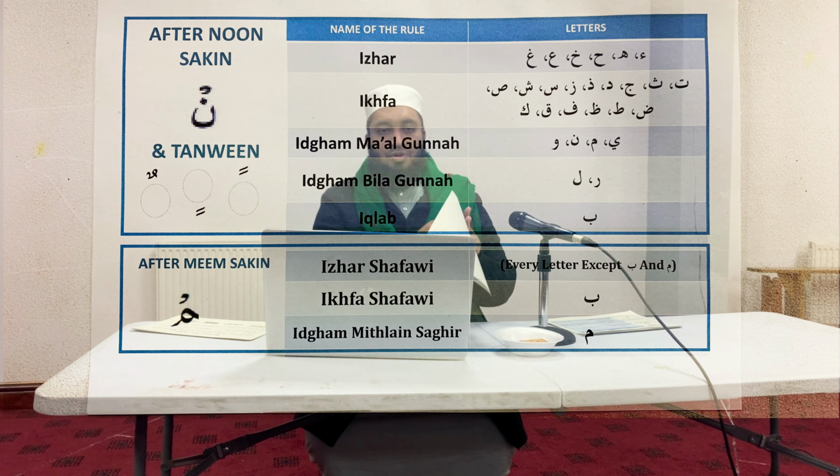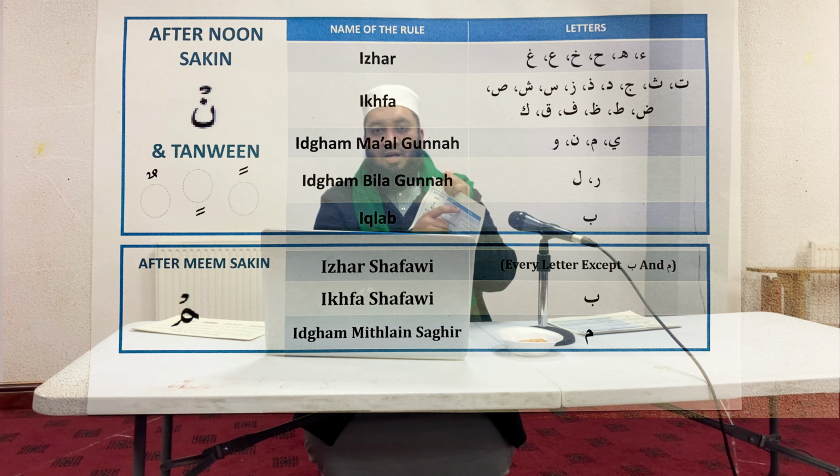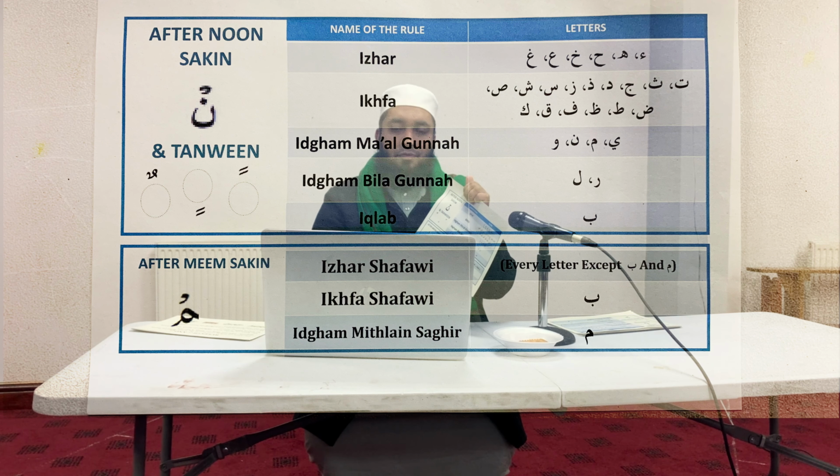So whenever we say nun sakin or tanween, then you have to see whether it is izhar, ikhfa, idgham ma'al gunna, idgham bila gunna, or iqlab. If it is one of the 6 letters, hamza, ha, ha, ain, ghain, we know it is izhar, to read it clearly. If you see a nun sakin, then we see one of the 15 letters of ikhfa, ta, tha, jim, dal, dhal, za, sin, shin, sad, dad, ta, za, fa, qaf, kaf, then we need to say it's ikhfa and we need to make gunna.